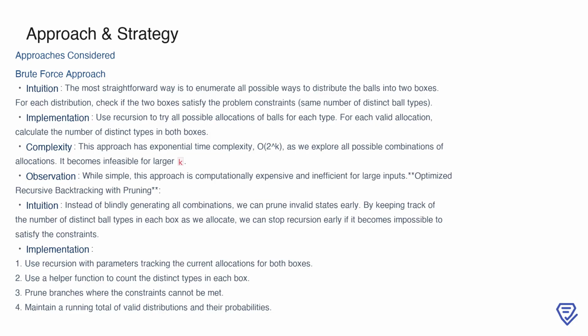To address these issues, we turn to an optimized recursive backtracking approach with pruning. Here, the core idea is to eliminate invalid states early in the recursion. By keeping track of the number of distinct ball types in each box as we progress, we can avoid exploring branches that cannot possibly satisfy the constraints. This makes the search process much more efficient while still using recursion to handle the combinatorial nature of the problem.